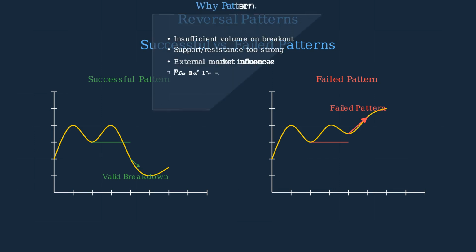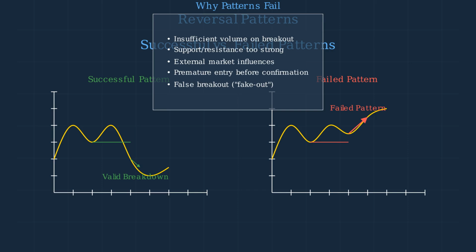There are several reasons why patterns fail. Insufficient volume on breakouts, strong support or resistance levels, external market influences, premature entries, and false breakouts can all lead to pattern failures. This is why waiting for proper confirmation is crucial when trading reversal patterns. Patience and discipline in waiting for clear confirmation signals significantly improve the reliability of these chart formations.